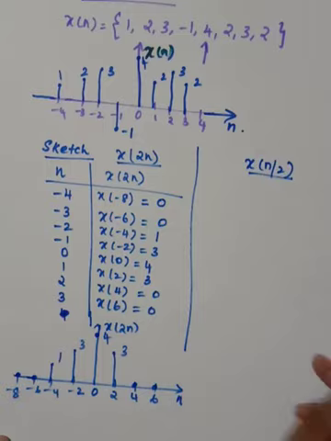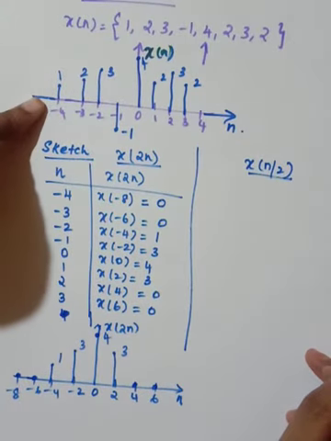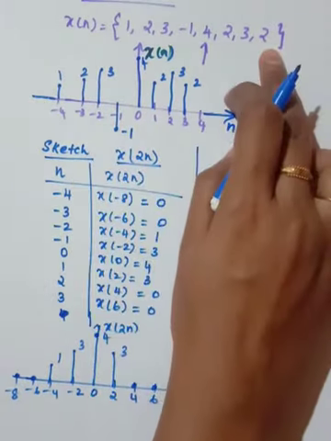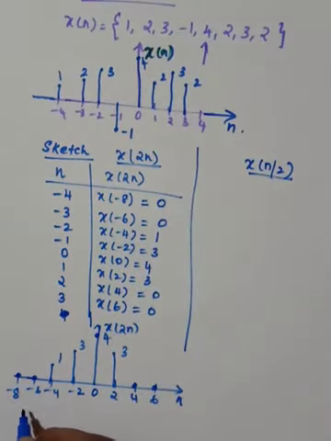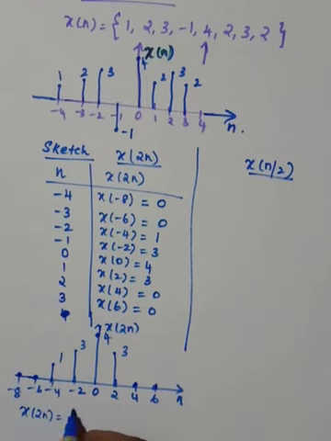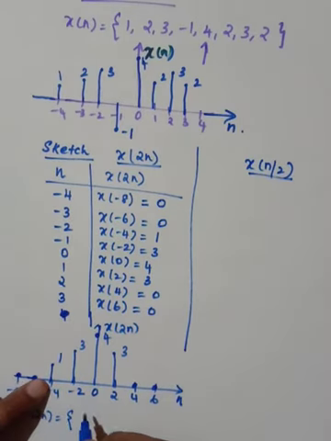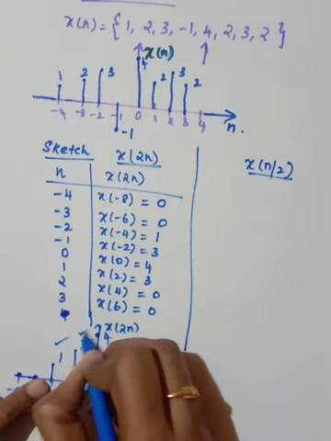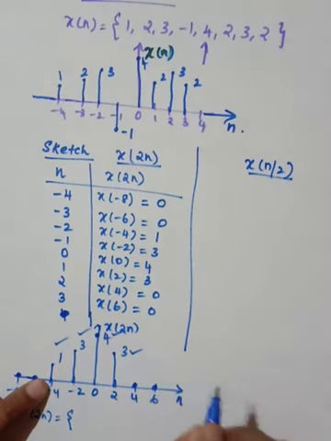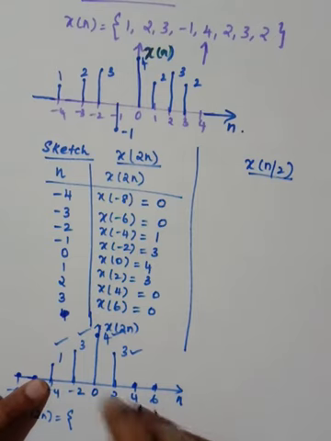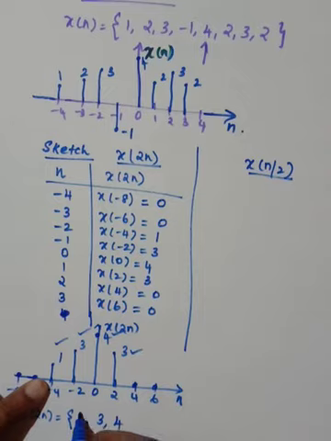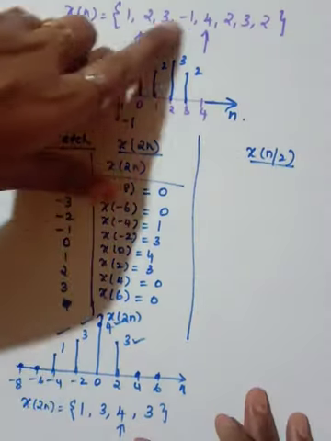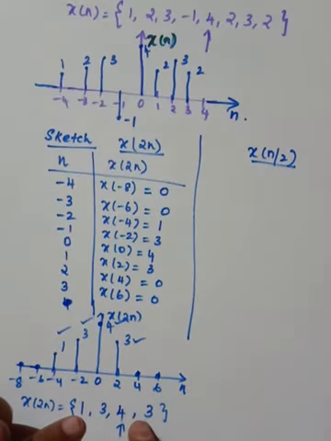So what is the inference you have obtained from this? See here how many samples are there. Here you are having 1, 2, 3, 4, 8 samples. Now in x of 2n, the actual samples are these: 1, 3, 4 and 3. That's the actual sample. The origin value is 4. After the origin value I am having 3, and I am having 1 here, 3 here. So totally 8 in the sequence, I am having only 4.